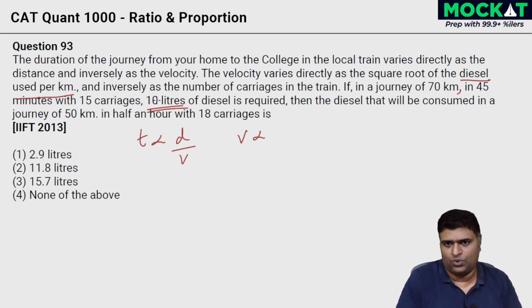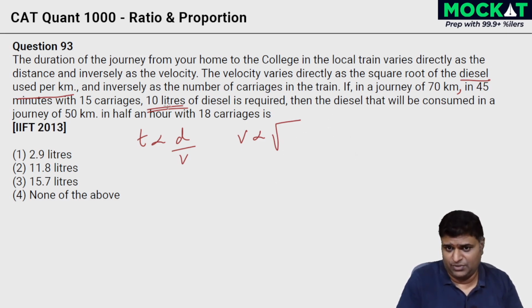So that is this quantity: root of this quantity divided by the total distance covered. 10 liters for 70, root of 10 by 70. So that's what is there. So therefore, how do we build this in? The velocity varies directly as the square root of, let me write it down, square root of diesel used per kilometer.